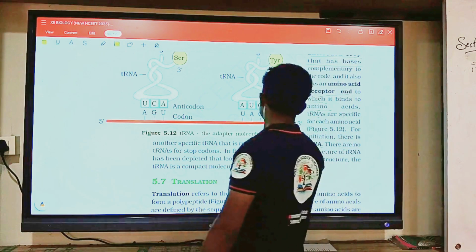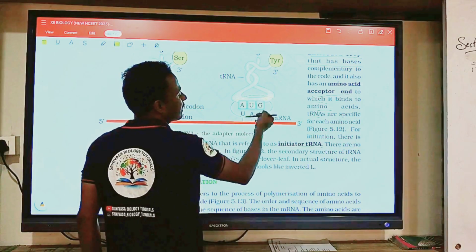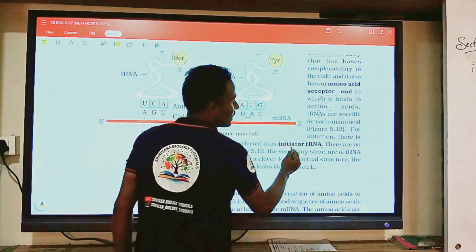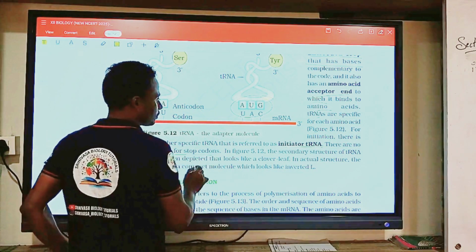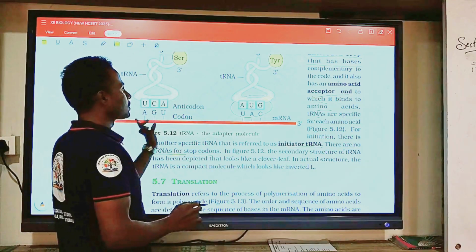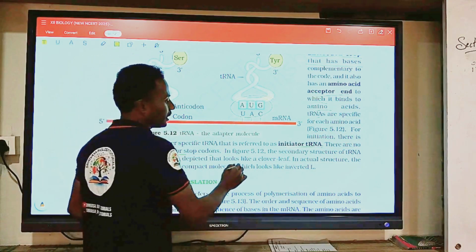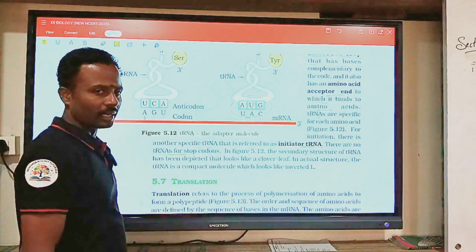tRNA. So first when it binds in this region, that entire codon is called what? Initiator tRNA. Sorry, there is no tRNA for stop codons. They have no tRNA for stop codons in this process. Here it is given in figure 5.2.